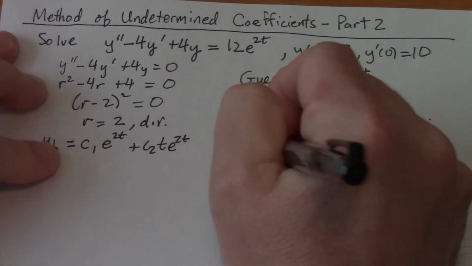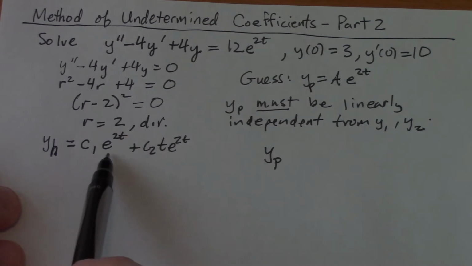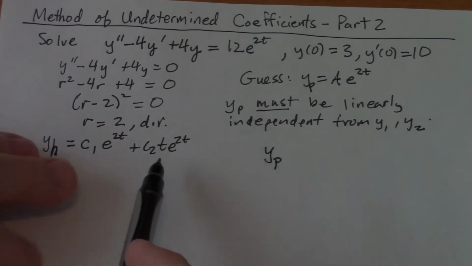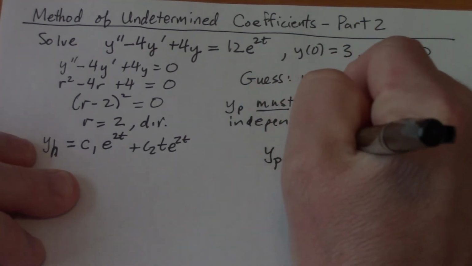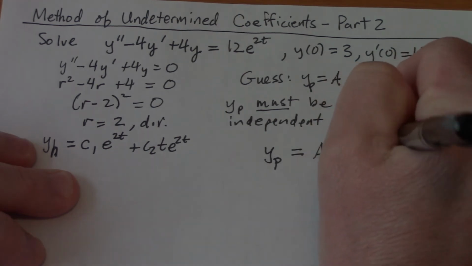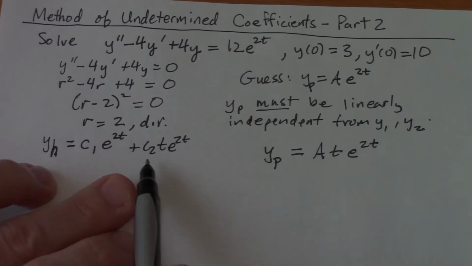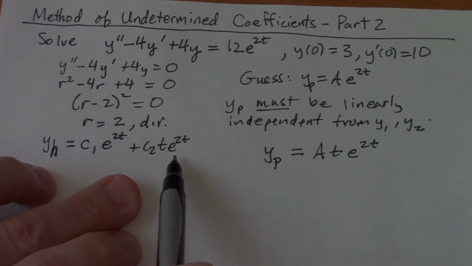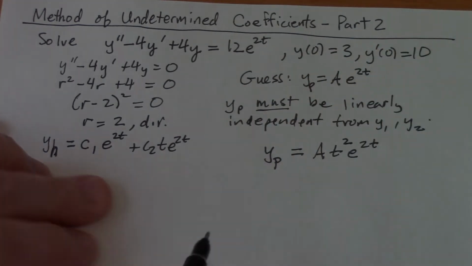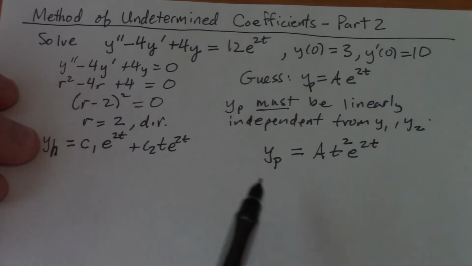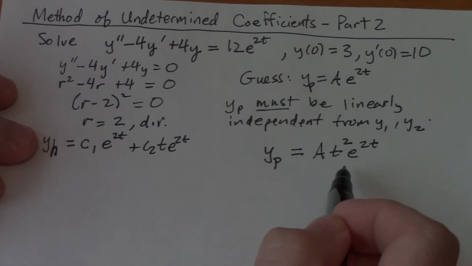Alright, so how do we fix this? Well, just looking at this example, you had one root, and to make something linearly independent, you multiplied it by t. So same thing applies to yp. So we're going to multiply by t. I'm leaving a little bit of room because something special is going to happen here. So a t e to the 2t is not linearly independent from c2 t e to the 2t. So we actually, in this case, have to multiply by t squared. That's only ever going to happen when you have a repeated root, and you also have that as your right-hand side. Okay? So this is the correct form of yp.